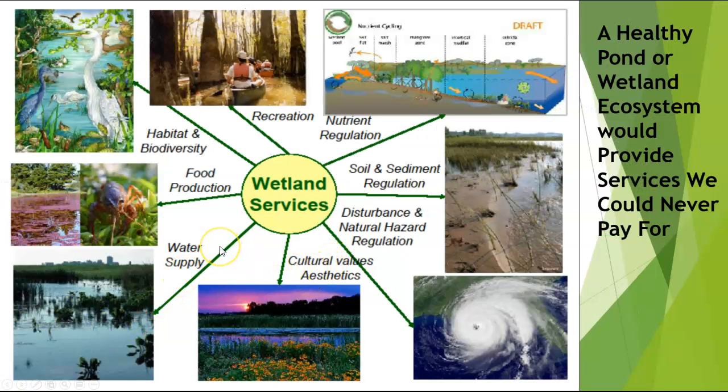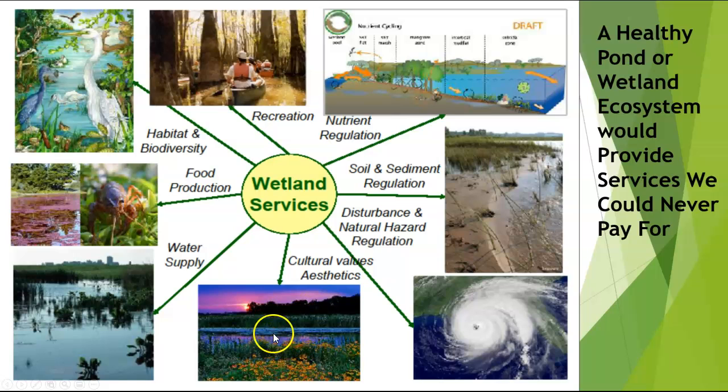The reason this is important is because these wetlands provide lots of services. We call them ecosystem services. And a healthy pond or wetland provides services that we could never pay for, such as they provide habitat and biodiversity, recreation. They regulate those nutrients I was just talking about, like nitrogen and phosphorus. They regulate soil and sediment that might be running off from construction areas. They regulate disturbances from natural hazards like tornadoes, cyclones, hurricanes, things like that.